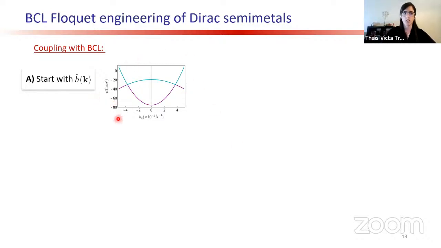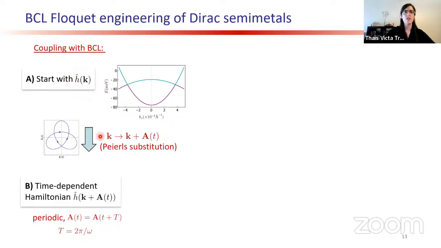As we saw before in the example, we start with the system in equilibrium. So we have here the Dirac semimetal that is described by this minimal k·p Hamiltonian H of k. And we are going to couple the system with the bicircular light. The way we couple the system is through minimal coupling. So we go back to this Hamiltonian, and everywhere we have k, we replace it by k plus A. And now, when we do this, we have a Hamiltonian that is periodic in time because of the periodicity of the vector potential here.